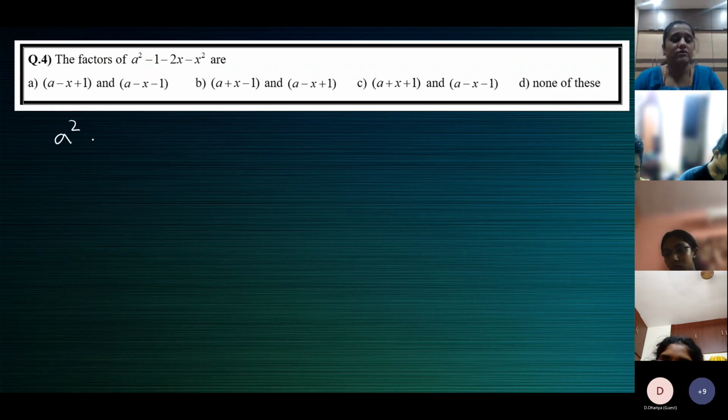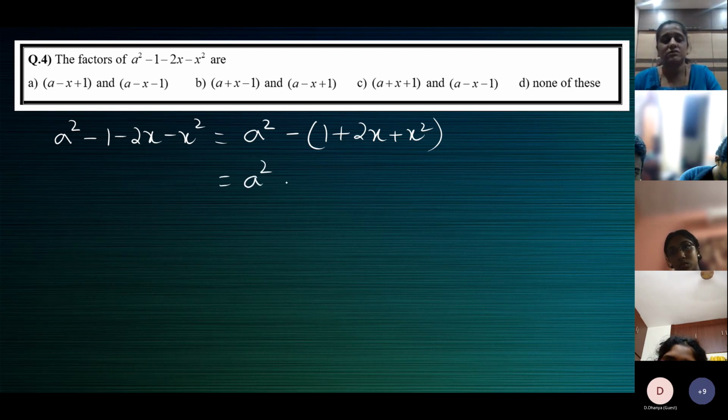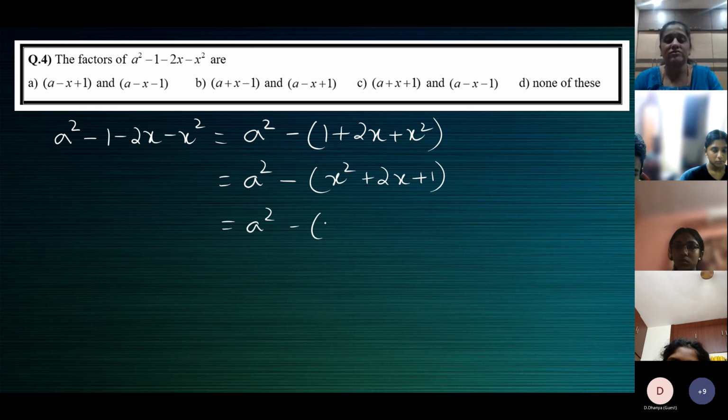So a squared minus 1 minus 2x minus x squared. Take out minus common and it will become 1 plus 2x plus x squared. You can write it the other way also, x squared plus 2x plus 1. So a square minus x plus 1 the whole square.